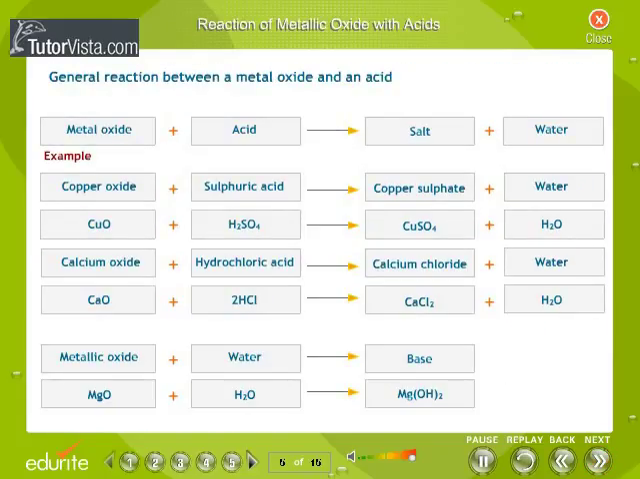Reaction of metallic oxide with acids. Metallic oxides react with acids to give salts and water. This is similar to the reaction of a base with an acid. Metallic oxides are said to be basic oxides.